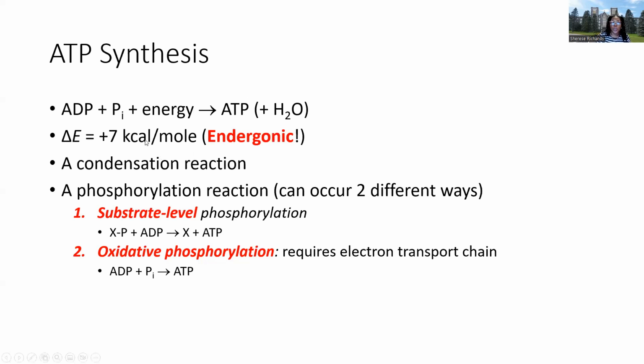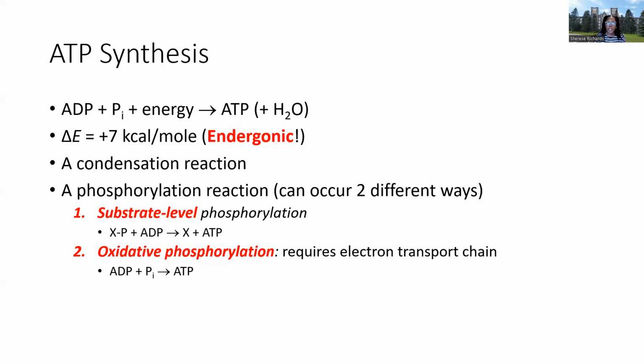So we're going to liberate that energy. Again, this is going to be an endergonic reaction to take the energy, right? About 7 kilocalories per mole. And because this is a condensation reaction, we're going to add that energy and we're going to release water and make ATP. Now, there are two different ways that we can make ATP. And this is basically phosphorylating that ADP, adding on that third phosphate.